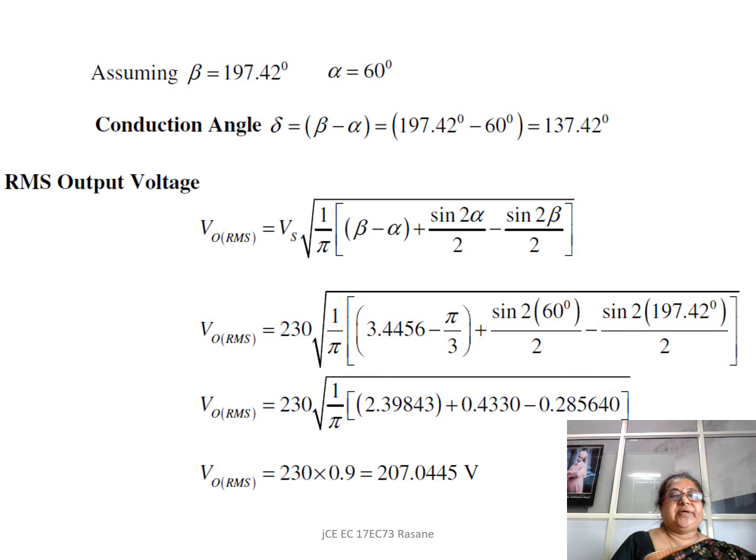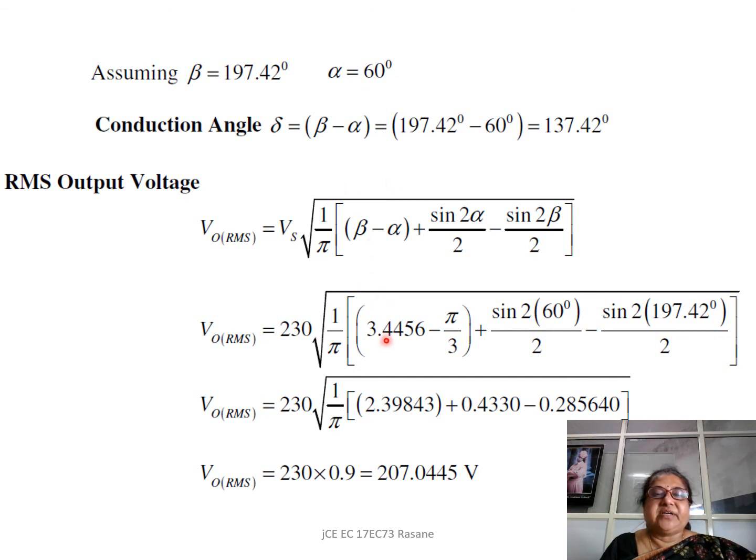Now, to evaluate the RMS output voltage, we have the formula V naught RMS is equal to V naught under the root sign, 1 by pi times beta minus alpha plus sine 2 alpha by 2 minus sine 2 beta by 2. The expression should be derived using the integral limits between alpha and beta because the thyristor conducts between these 2 points.